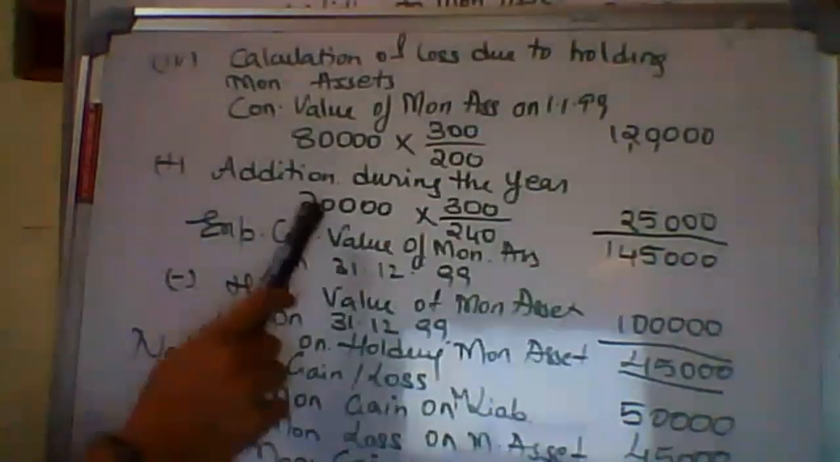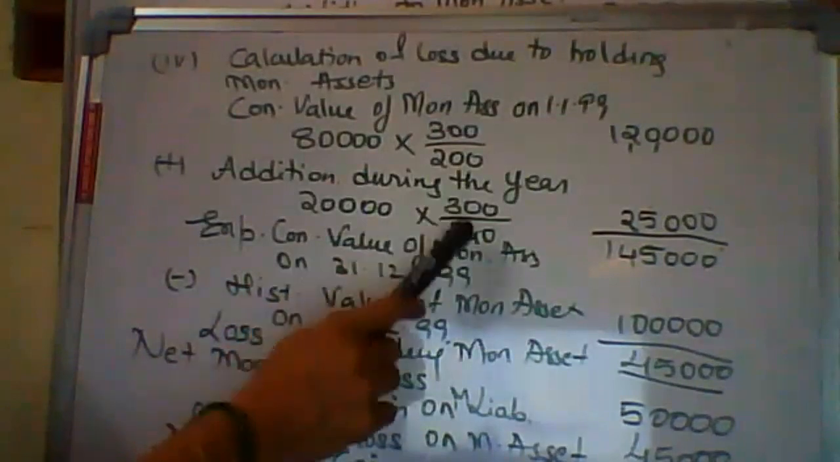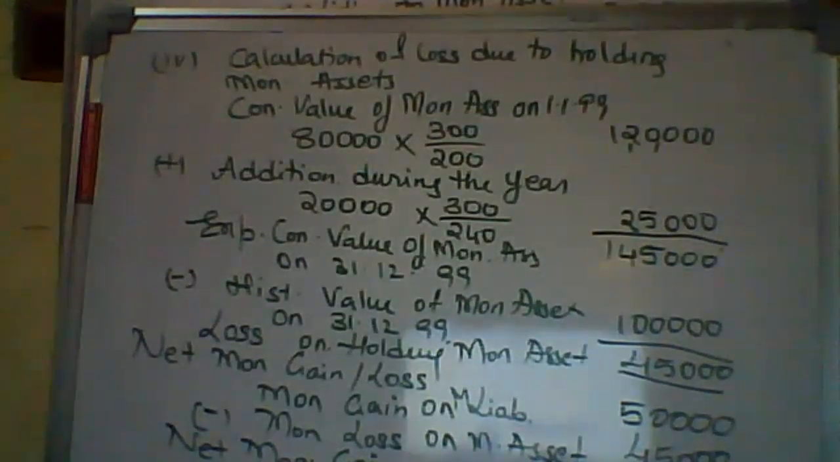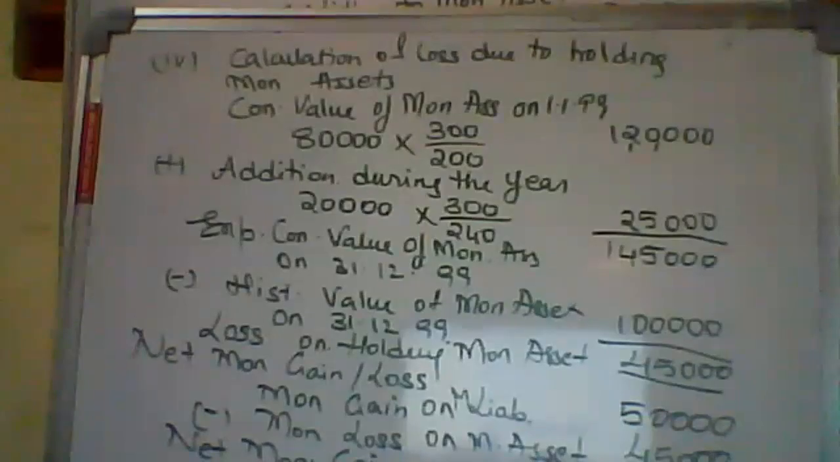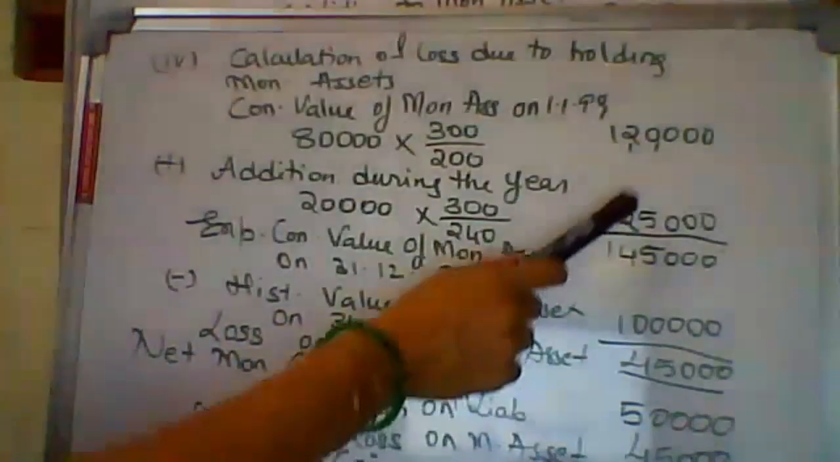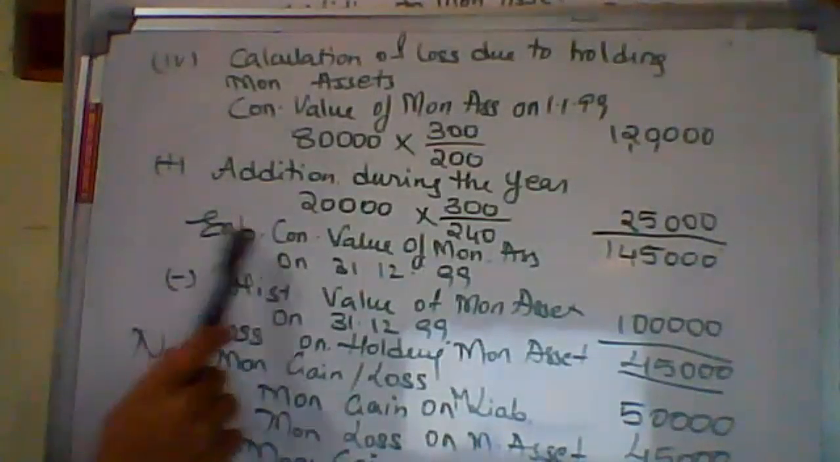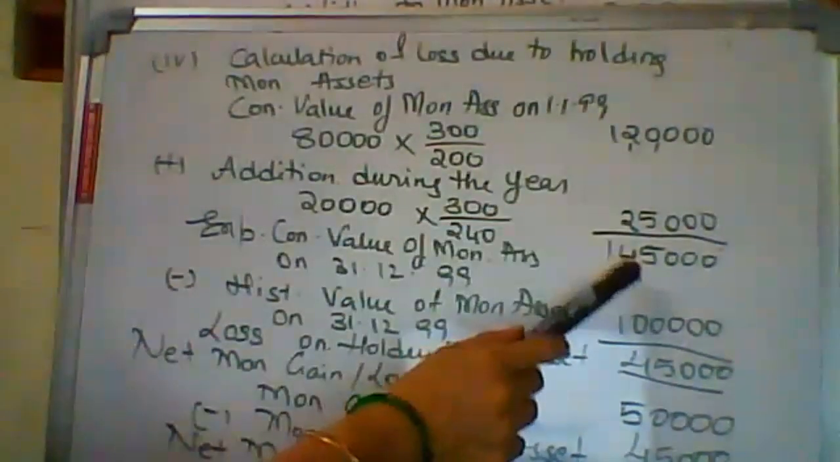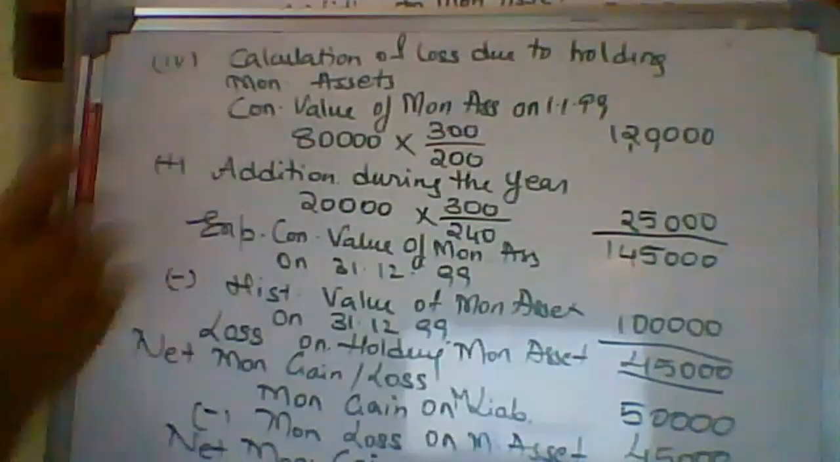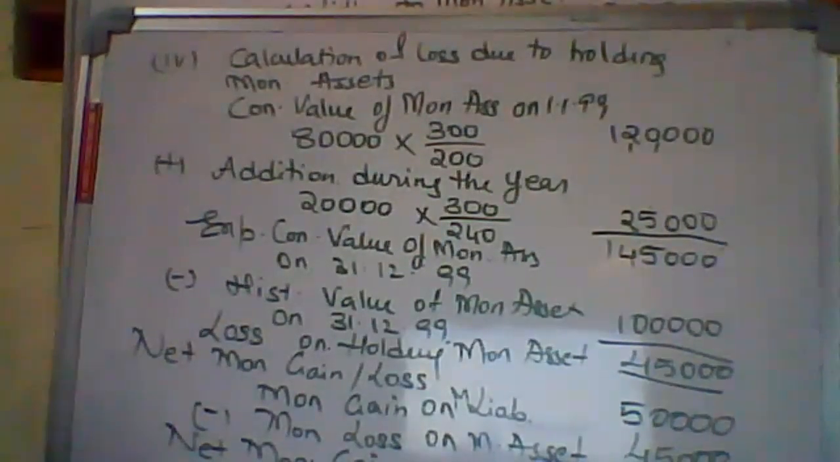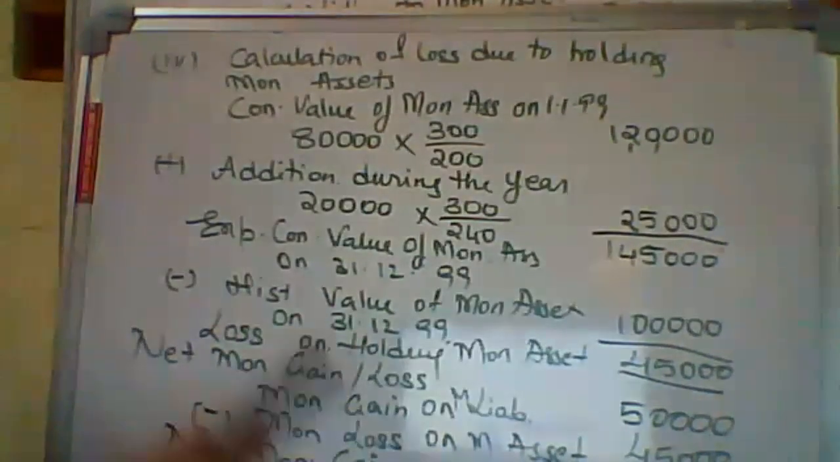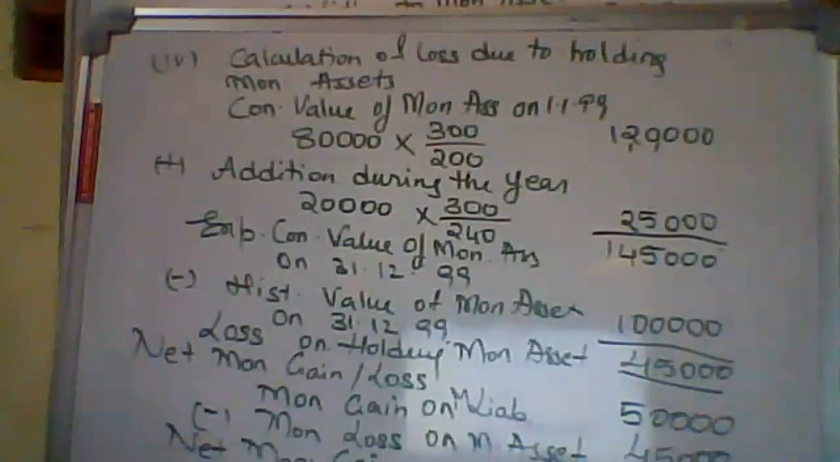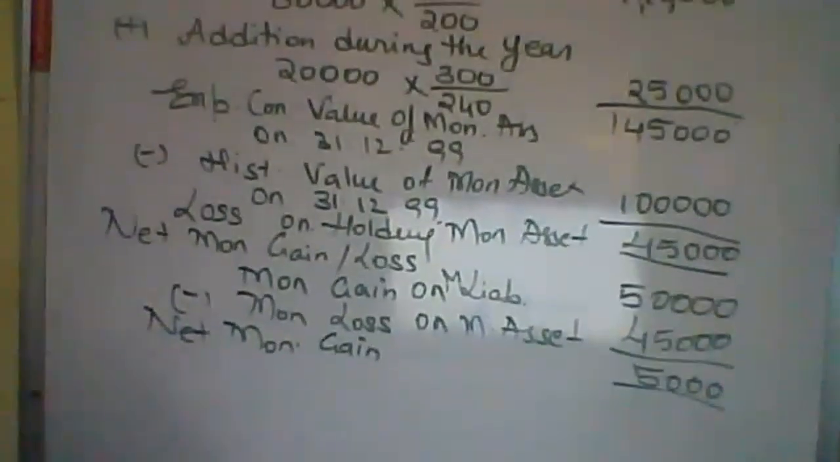Additions are made during the year. Additions are 20,000 into current price index by average price index. Average price index, because additions can be made anytime throughout the year, so you should always take average price index. So 25,000 is the addition. Total expected converted value is 1,45,000. It means actually your monetary assets at the end of the year should have been, according to inflation, 1,45,000. But your customers are going to pay you 1 lakh only, because that's the paper value you have. So what's happening? You have a loss on holding monetary assets. 45,000 is your loss on holding these assets.